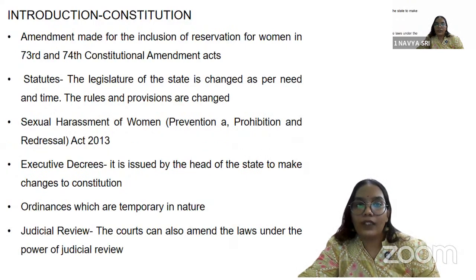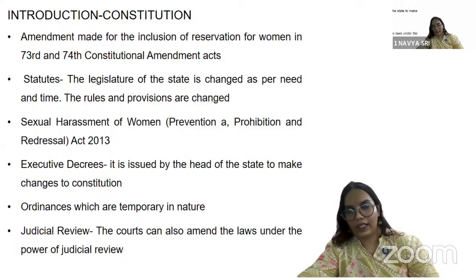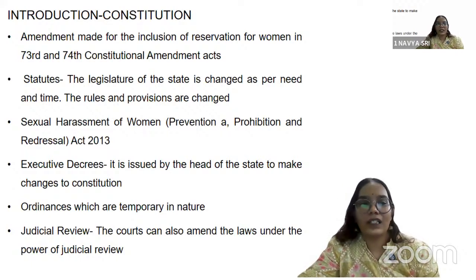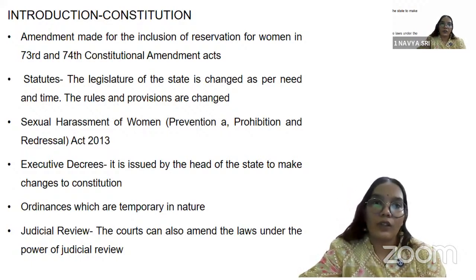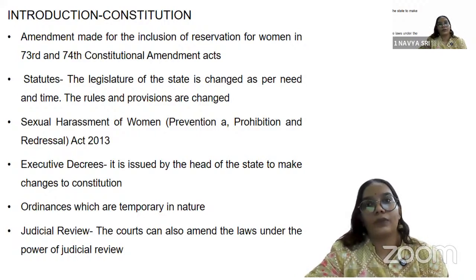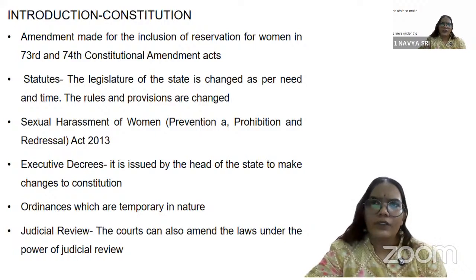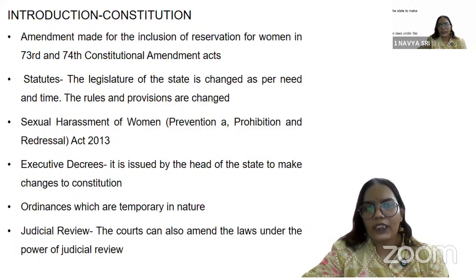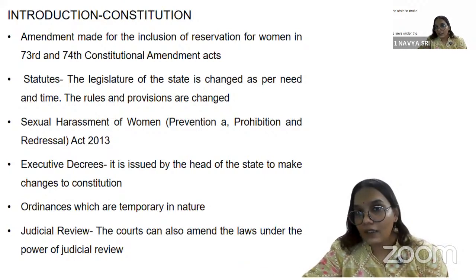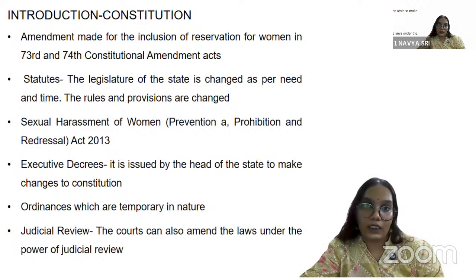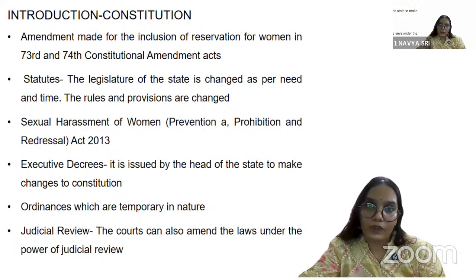Now, amendments were made for the inclusion of reservation of women in the 73rd and 74th Constitutional Amendment Acts. So these are the basic amendments. Then there are the 102nd, 103rd and 105th amendments, which are recent, which included EWS, a new commission for OBC, and then reservation for women has been pushed. So all such things are amendments. So what are these amendments? These are basic procedures, or basic necessary changes done to the constitution, which are necessary for changing times.